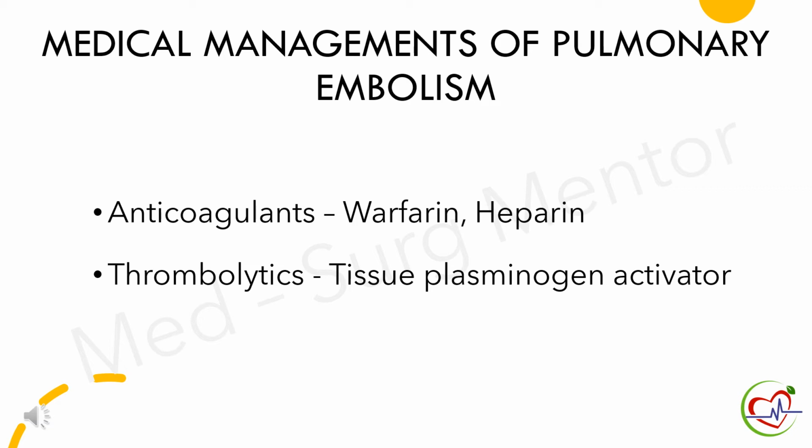Second category of drugs are clot dissolvers or thrombolytics. It is used in patients with acute pulmonary embolism to rapidly dissolve the emboli and to improve the cardiorespiratory functions. Best examples are tissue plasminogen activators, streptokinase, and urokinase.